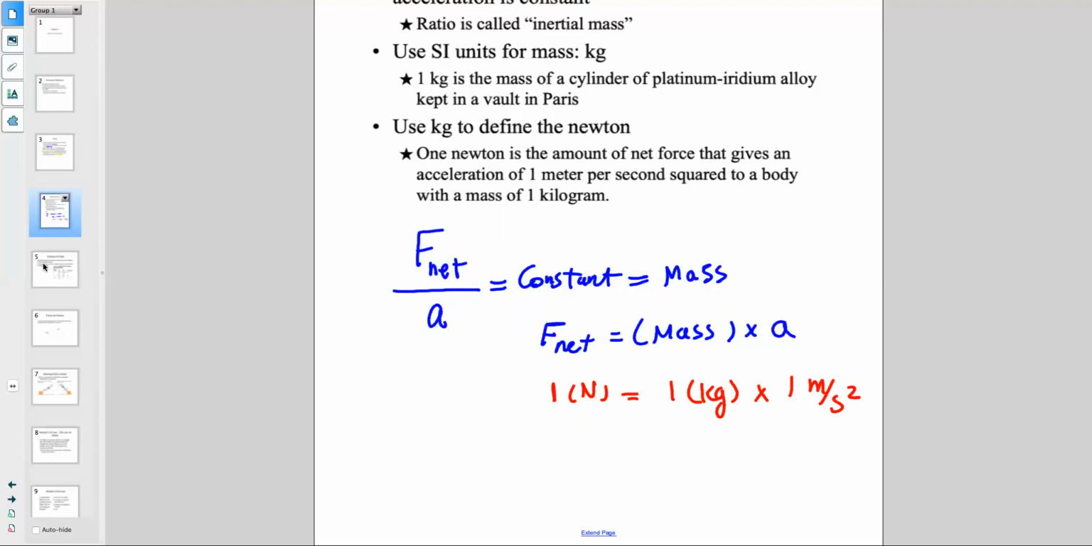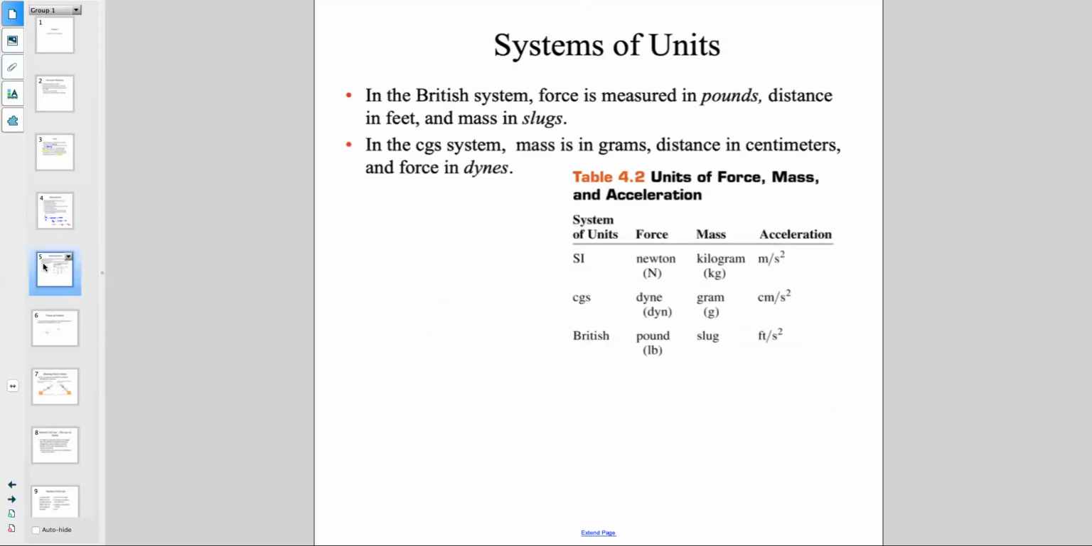Okay, now we have other systems of units, and it's important to remember that the one that we are using is SI, or the standard system of measurements. In the standard system of measurements, or SI, or metric system, we have the Newton for force, kilogram for mass, and meters per second squared for acceleration. So just keep that in mind. We have other systems, but we are not using them, right?